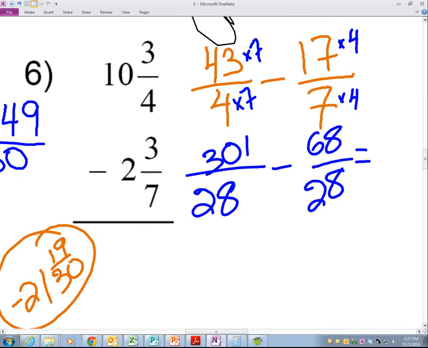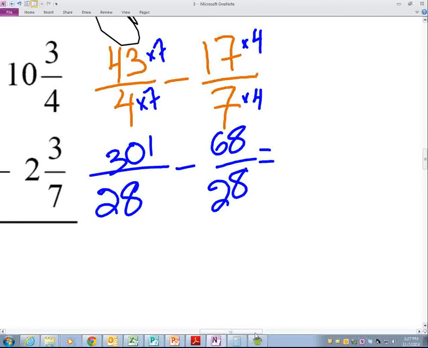So 301, because we have common denominators, leave the denominators just like that. 301 minus 68 is, what do we got? 233. I subtracted the 10 off.